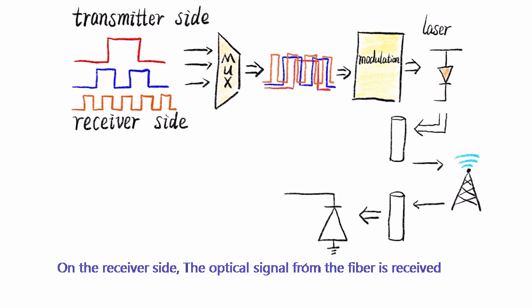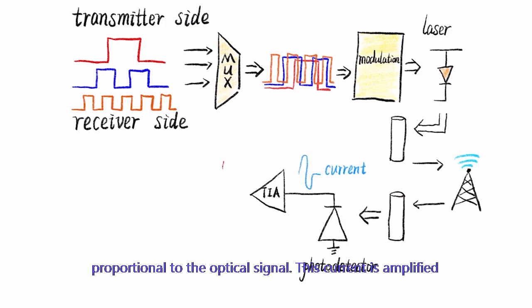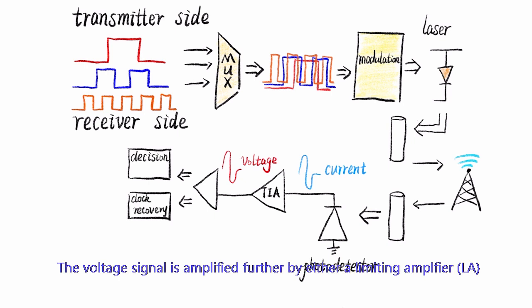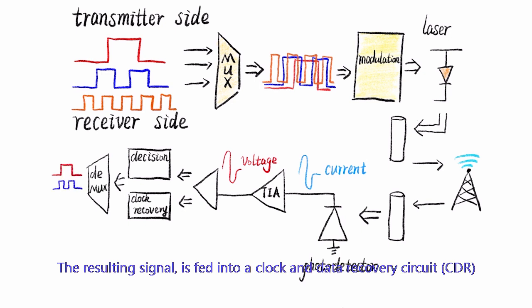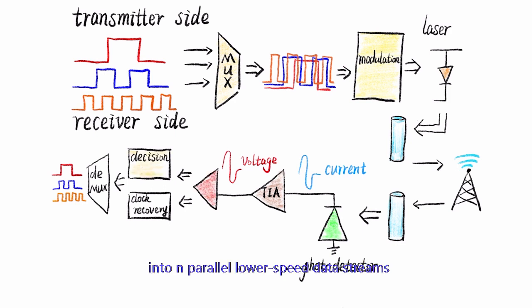On the receiver side, the optical signal from the fiber is received by a photodetector, which produces a small output current proportional to the optical signal. This current is amplified and converted to a voltage by a transimpedance amplifier. The voltage signal is amplified further by a limiting amplifier. The resulting signal is fed into a clock and data recovery circuit. And at last, a demultiplexer converts the fast serial data stream into parallel lower speed data streams.